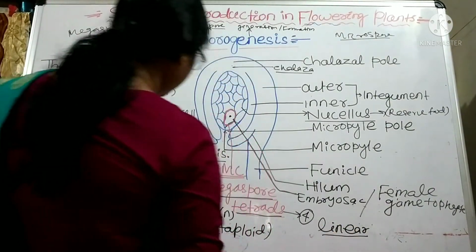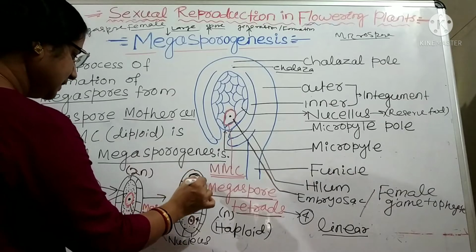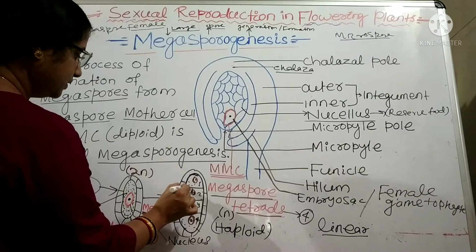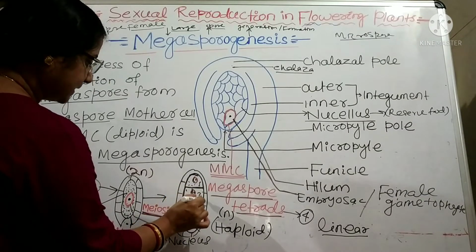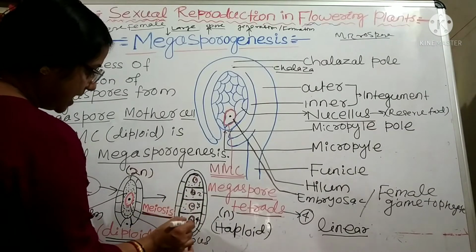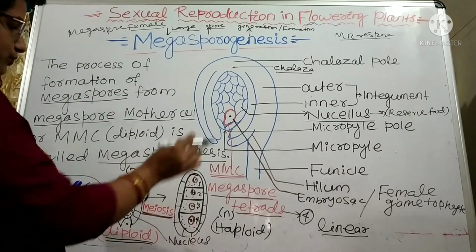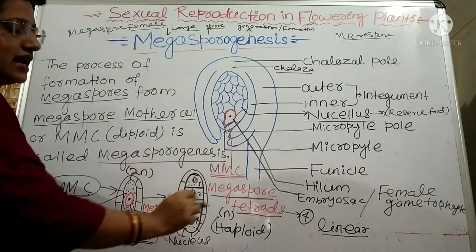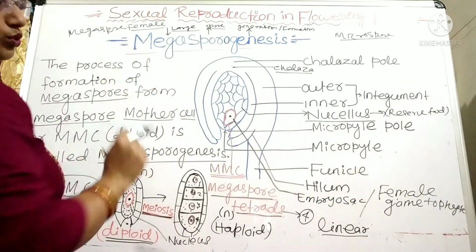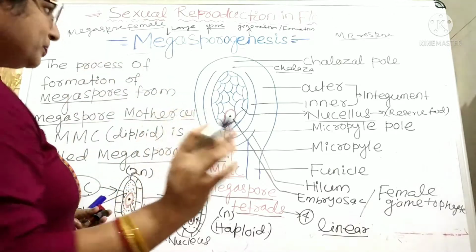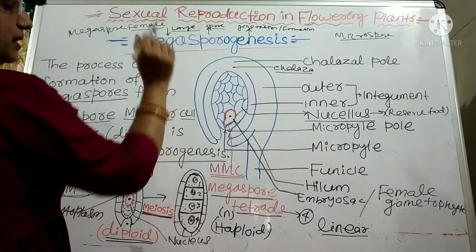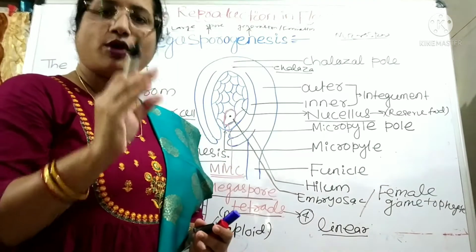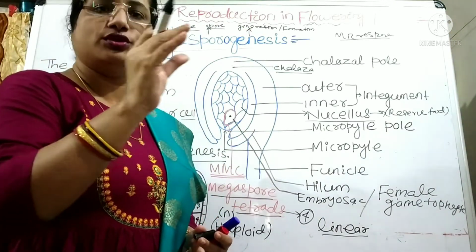This arrangement is known as linear shape. This is one cell, this is the second cell, this is the third cell, and this is the fourth cell. The 4 cells are formed. So this is the total process of megasporogenesis. Megasporogenesis means formation of megaspore tetrads from the megaspore mother cell.